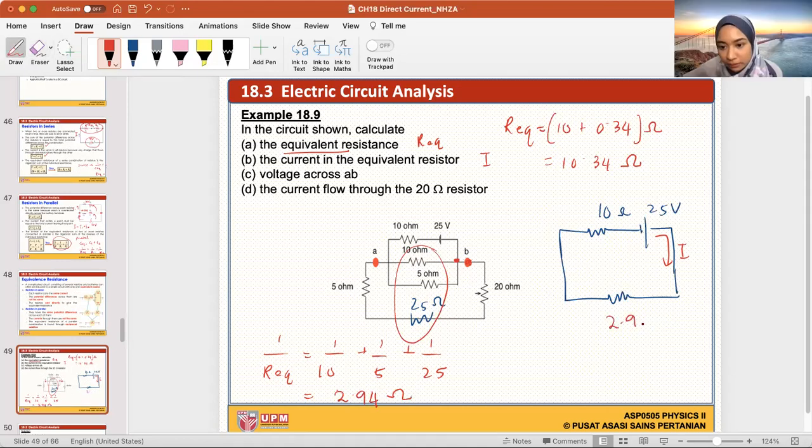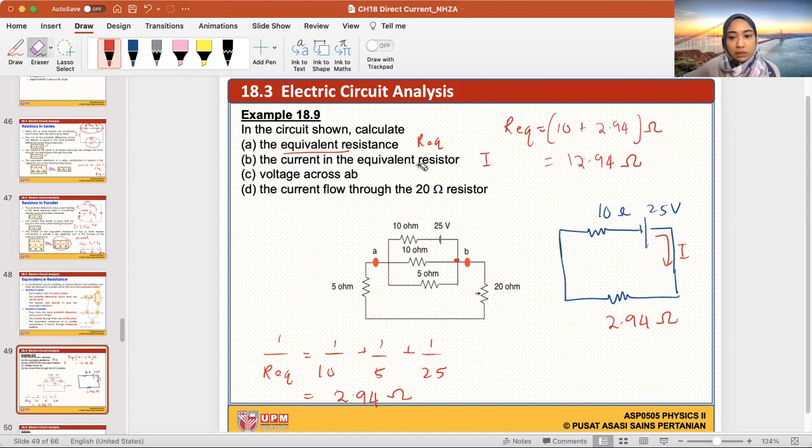So 2.94 ohms. Okay, so now in series, this becomes 12.94. Okay, so that is our answer for A. So what did I do? I simplified the circuit first before calculating the equivalent resistance. How did I simplify it? I added these two together because they are in series, and then these in parallel, and then only this guy in series. Okay, so that is how we do the R equivalent.